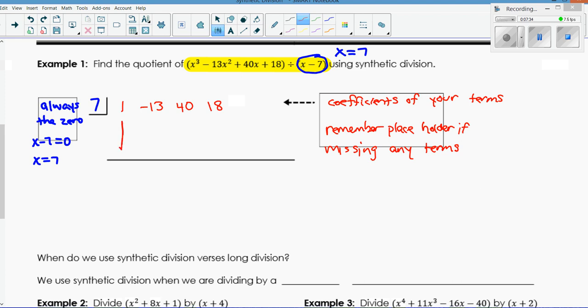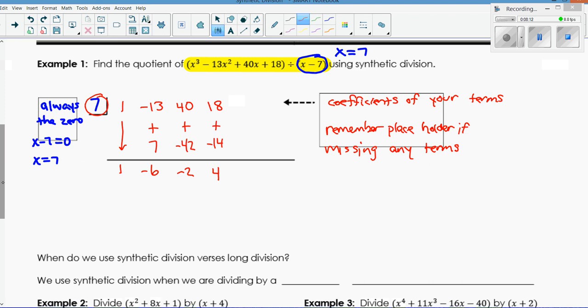This number will always be brought down, so 1. After you have a number under this line, you always multiply it by this number up here. So 7 times 1 gives me 7, and then I always add these. So negative 13 plus 7 is negative 6, and then I start back over. 7 times negative 6 is negative 42, and then I add these. 40 plus negative 42 is negative 2, and then I start over again. 7 times negative 2 is negative 14, and then I add. 18 plus negative 14 is 4.